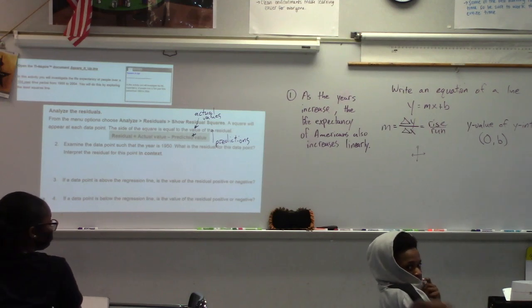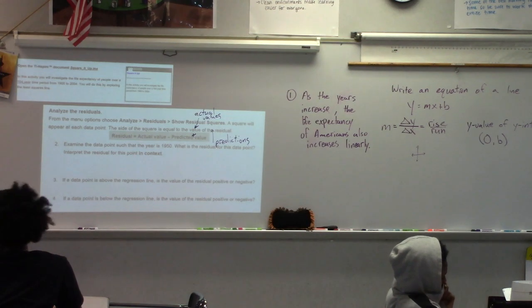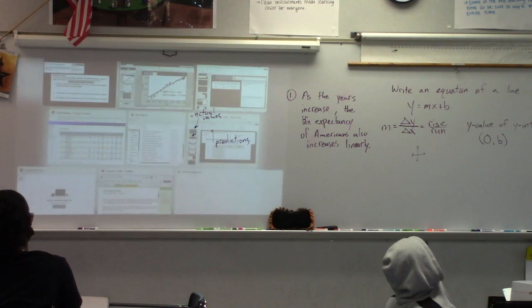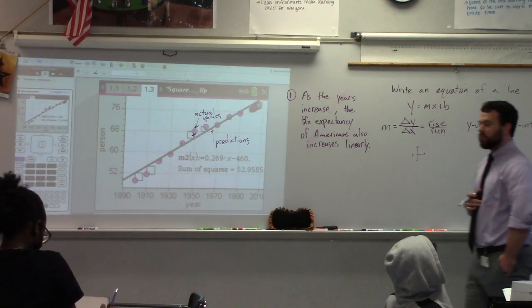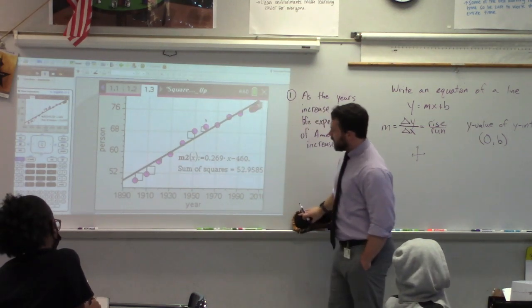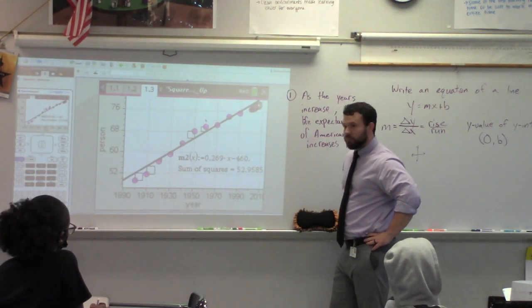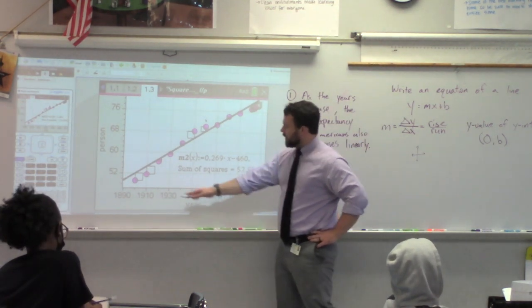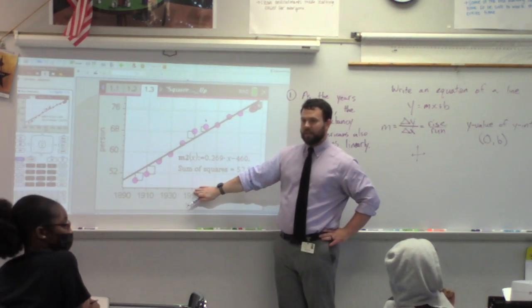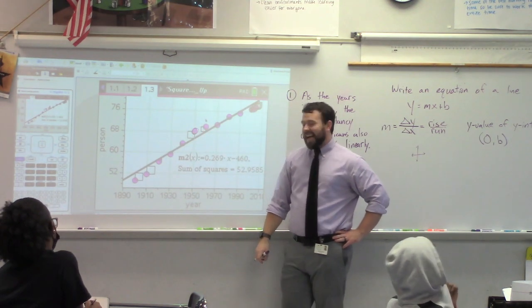It says examine the data point such that the year is 1950. What is the residual for this data point? So when I go to the year 1950, how am I going to find it? You cover other points until you find it. Yeah, but there's an easier way. Where am I looking? The year 1950 is on the x-axis, so I go to that, go up, until... is it exactly 68?